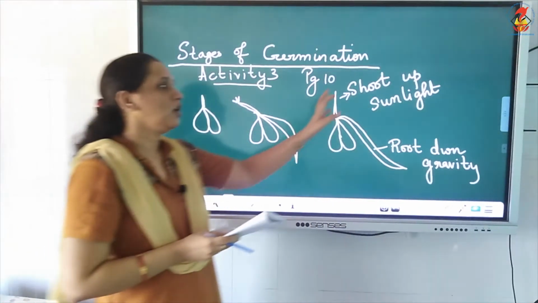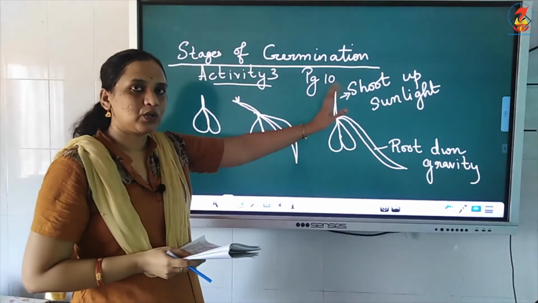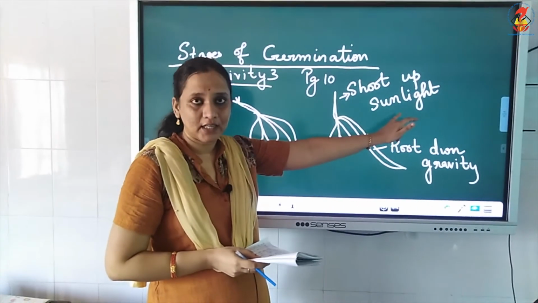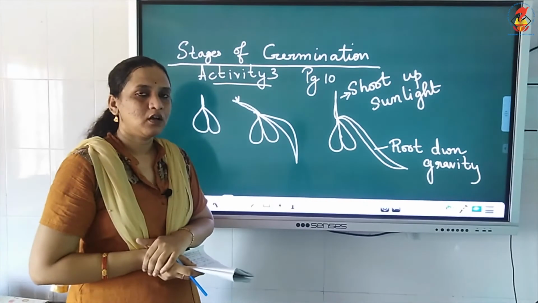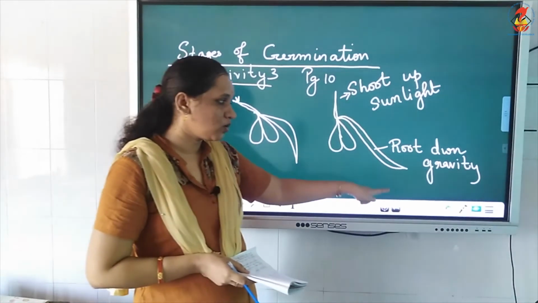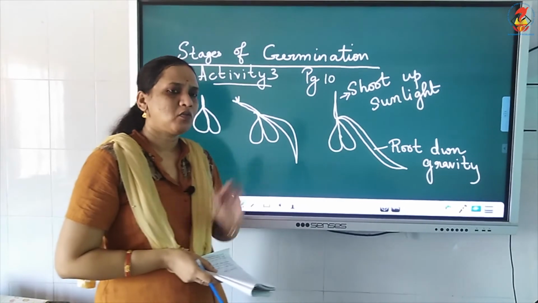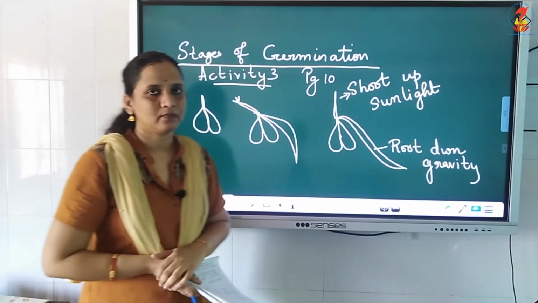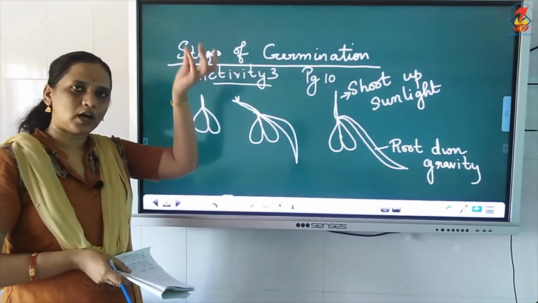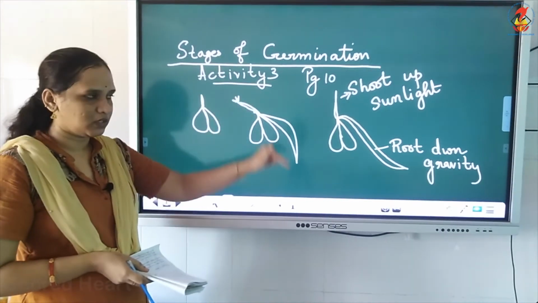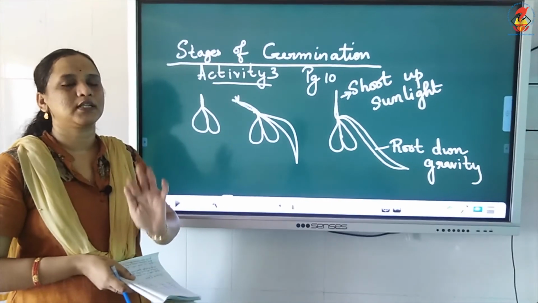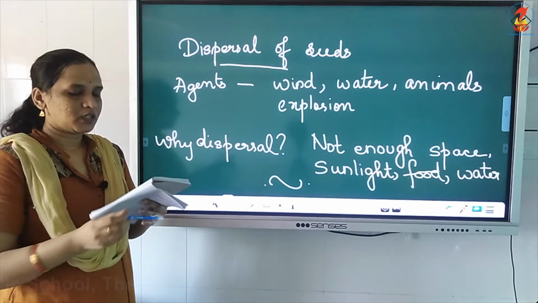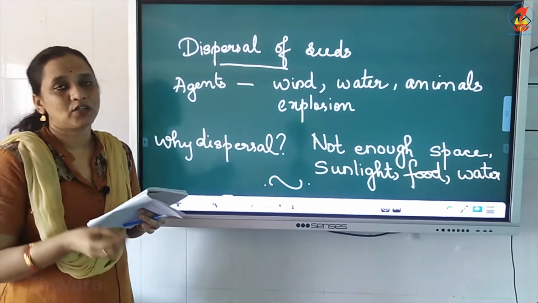So, you have the shoot which grows upwards to get what? To get sunlight. You have the root that grows into the soil. Why into the soil? Because of the gravity. Okay, the shoot will grow upwards, the root will go downwards towards gravity. Clear to you?